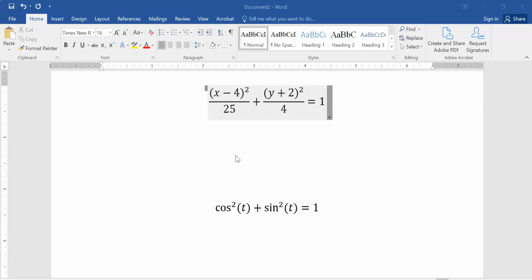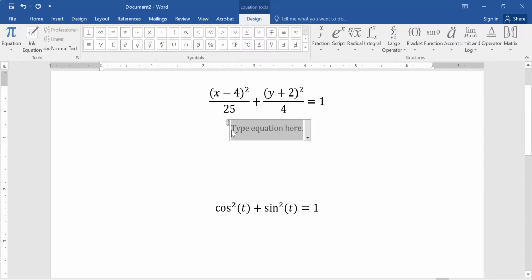Hopefully you went ahead and did that. So we start with (x minus 4) squared over 25 plus (y plus 2) squared over 4 equals 1. I should think cosine squared plus sine squared equals 1. That's almost of that form. All I have to do is come up with a form for cosine, and come up with something squared for sine. Be a little bit careful about this.